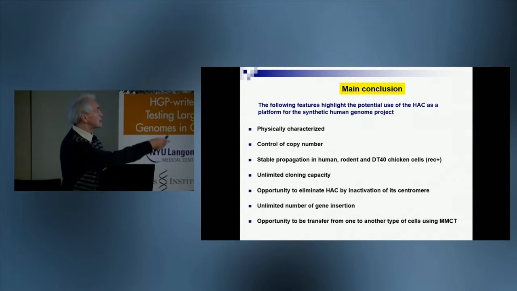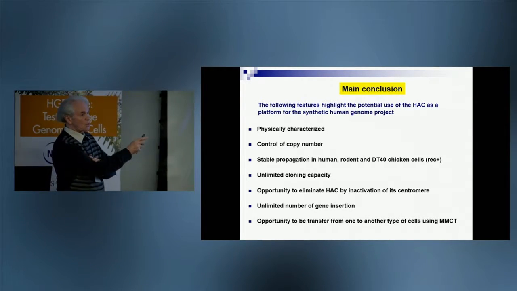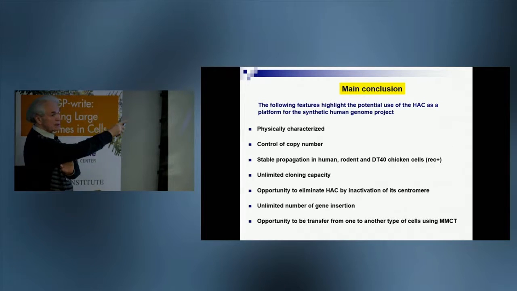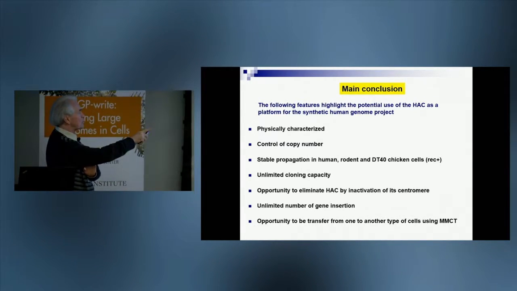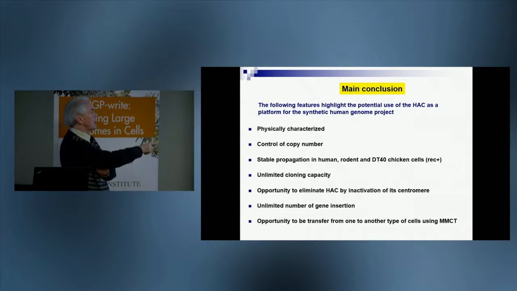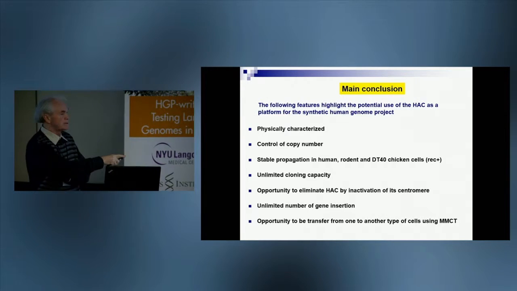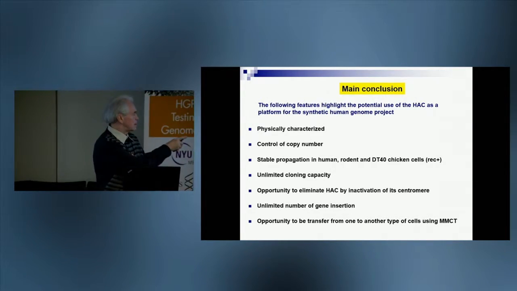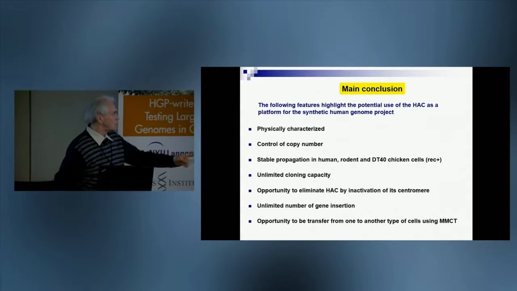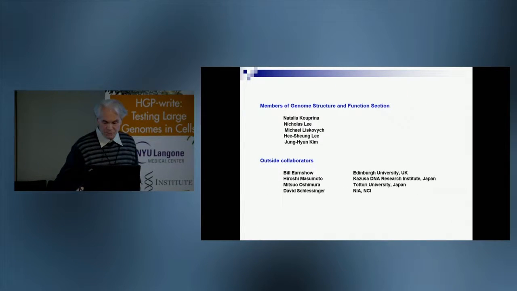Last slide, this is the main conclusion. The HAC may be a good platform for synthetic biology: physically characterized, with control of copy number, stable propagation in different cells, unlimited cloning capacity, the opportunity to eliminate the HAC by inactivation of its kinetochore, unlimited number of gene insertions, and the opportunity to transfer from one cell type to another using MMCT.